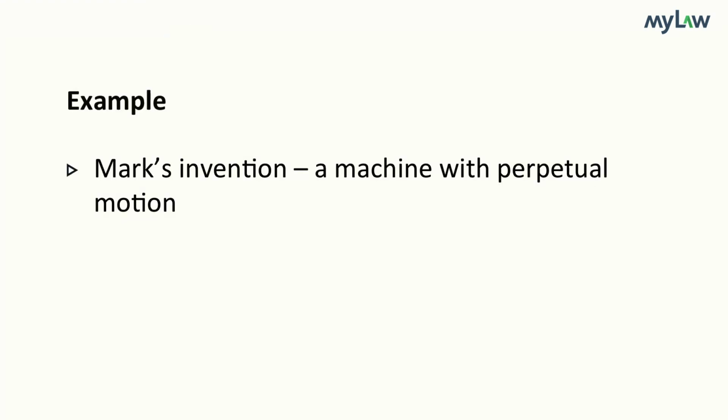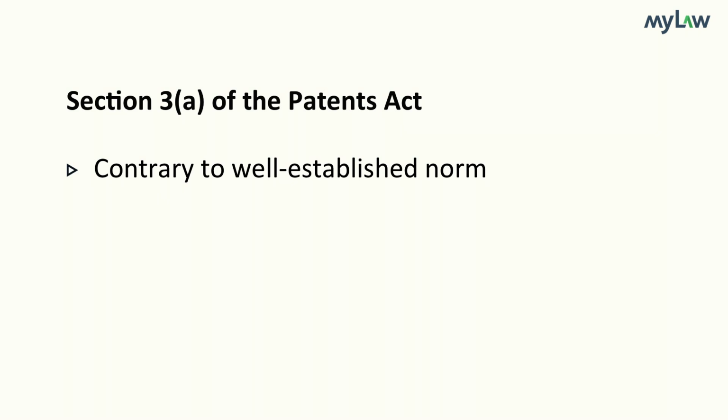Let's say Mark invented a machine capable of perpetual motion. In other words, the machine once set in motion does not stop. This is contrary to the well-established norm that anything set in motion ultimately comes to a stop unless an external force is applied. Therefore, Mark's invention is not patentable under this section.